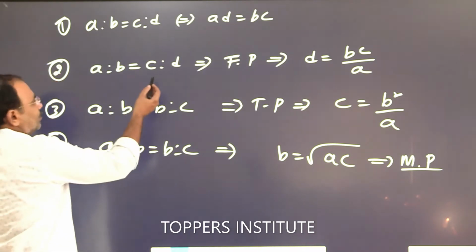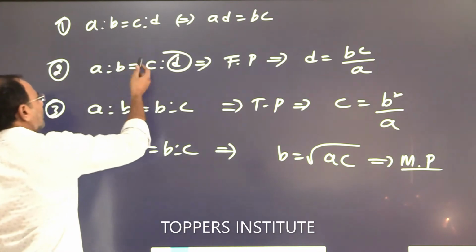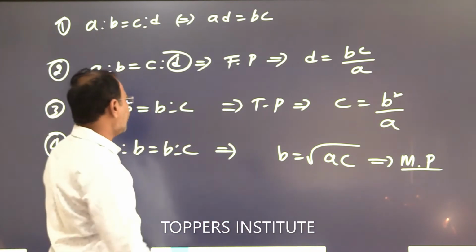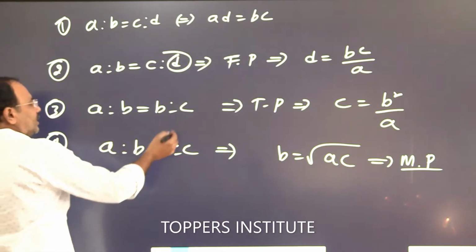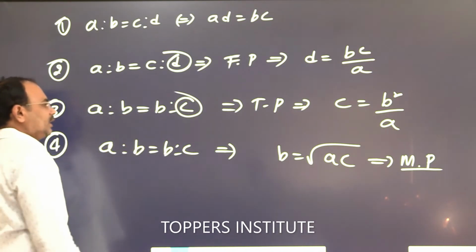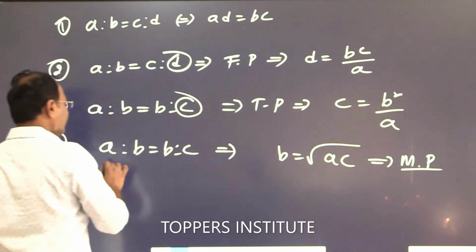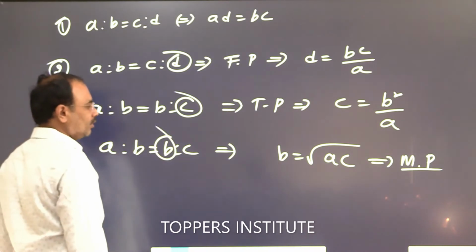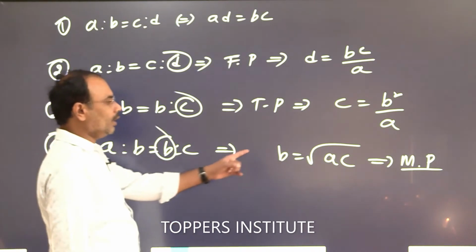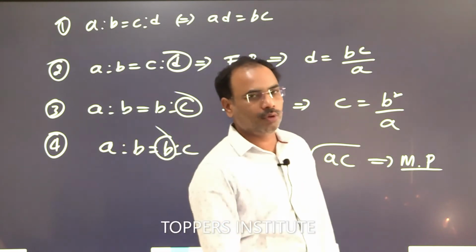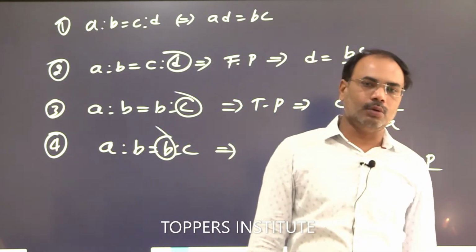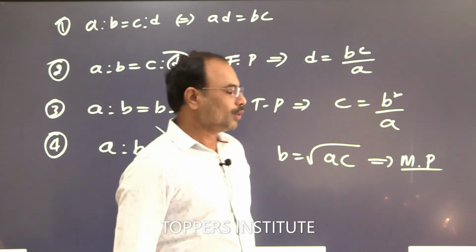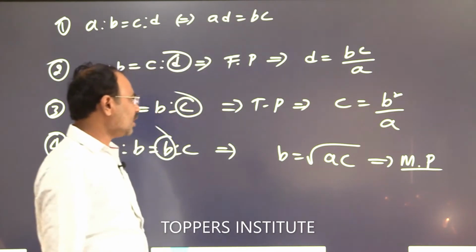If A is to B is equal to C is to D, then D is called a fourth proportion of A, B, C, that is BC by A. If A is to B is equal to B is to C, then C is called a third proportion, that is B square by A. And if A is to B is equal to B is to C, B is called the mean proportion or geometric mean, that is root AC. ఇవి మనం గుర్తుపెట్టుకోవాల్సినటువంటి టర్మ్స్, రైట్? సో దిస్ ఈజ్ ద ఫండమెంటల్ రూల్స్ ఆఫ్ ప్రపోర్షన్.